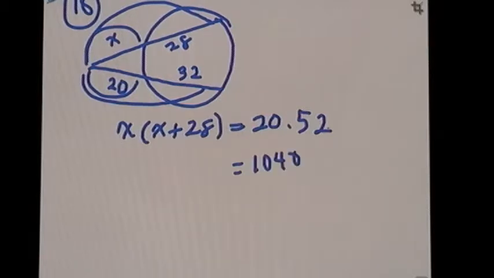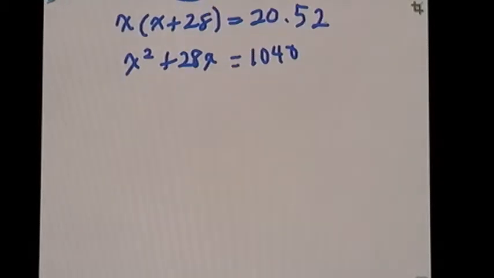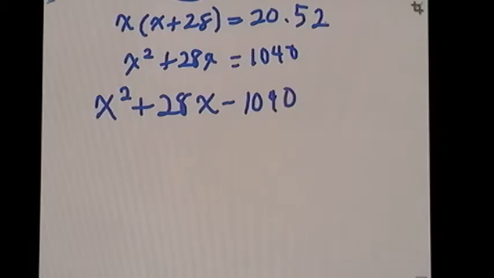1040. And I can tell you right now, the easy way to solve this problem will be to use the quadratic formula. So I'm going to remind you of how to use that. X squared plus 28x, we see that it's a quadratic. Move your 1040 over so you can get minus 1040 equals 0.